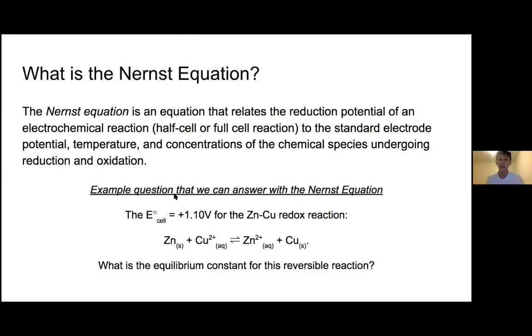And here is just an example question of what we can answer with the Nernst equation. Without this presentation, I don't assume that you guys can answer this, but this just gives you an idea of what kind of question we can answer. So given that the standard electric potential that Heather just talked about is a certain voltage for a certain reaction, what is the equilibrium constant for this reaction? We have this standard reduction potential, which characterizes the spontaneity of this reaction. And we want to know, when there's no net movement in the reaction, what does it look like? So this is the kind of question we want to answer.